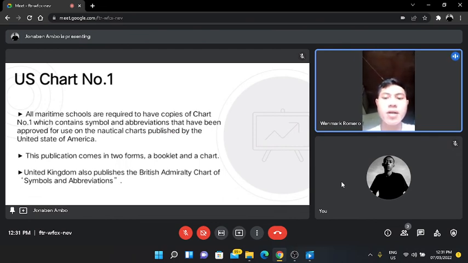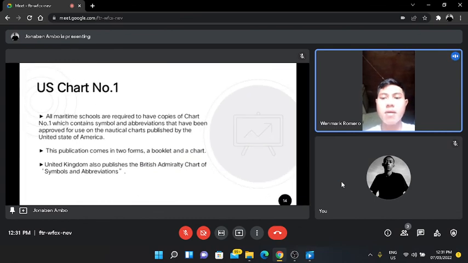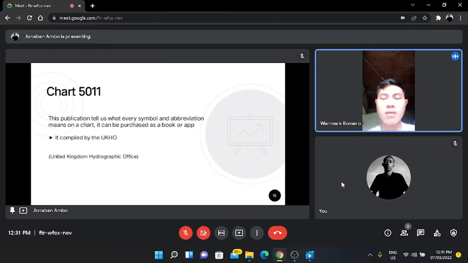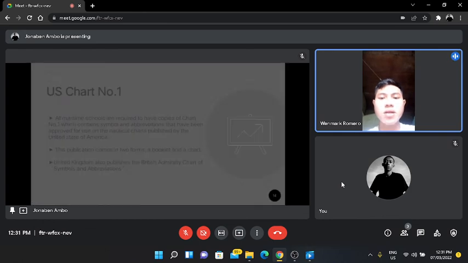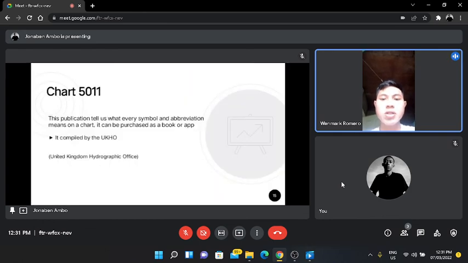The United Kingdom also publishes the British Admiralty chart of symbols and abbreviations, Chart 5011. This publication tells us what every symbol and abbreviation means on a chart. It can be purchased as a book or app. It is compiled by the UKHO, the United Kingdom Hydrographic Office.